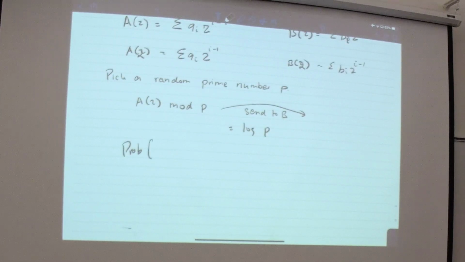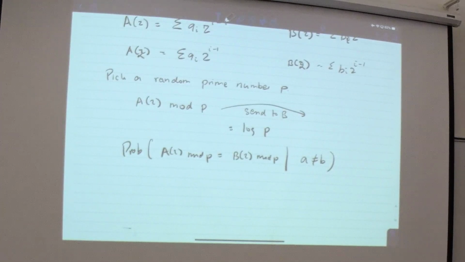find the probability that A of 2 mod P is equal to B of 2 mod P, given that A is not equal to B. Just like before, there's no sense in worrying about what happens when A is equal to B. That's a good case. We only need to worry about the case when A is not equal to B, and this is giving us a false answer. Okay? And here the randomness is coming not from evaluations, but from the choice of P. That's where the randomness is coming from in the output. Okay? All right. So let's figure this out.